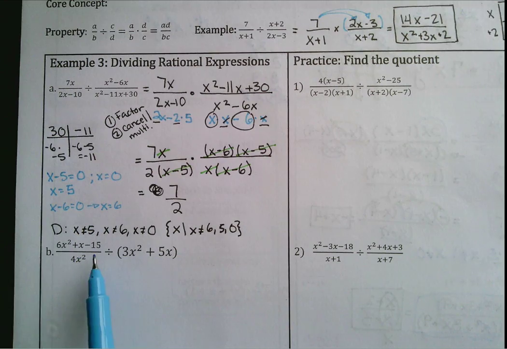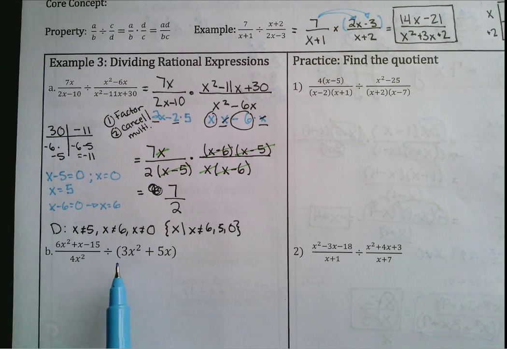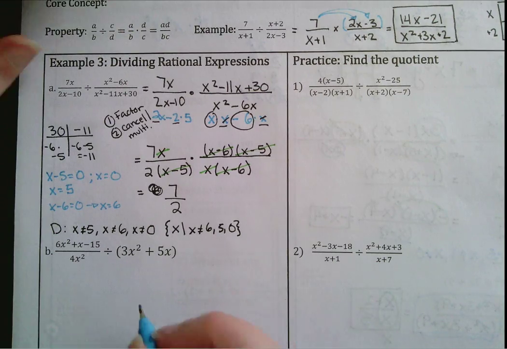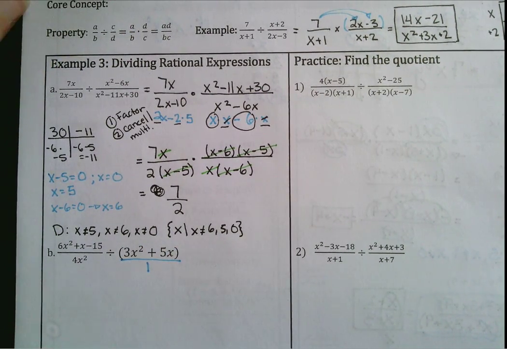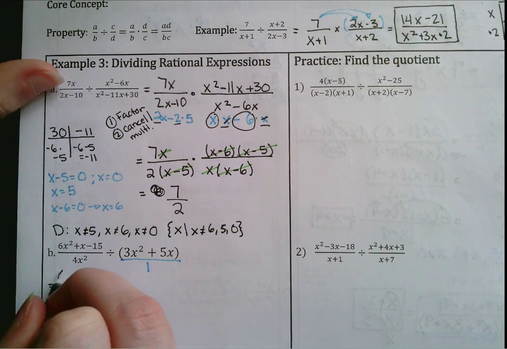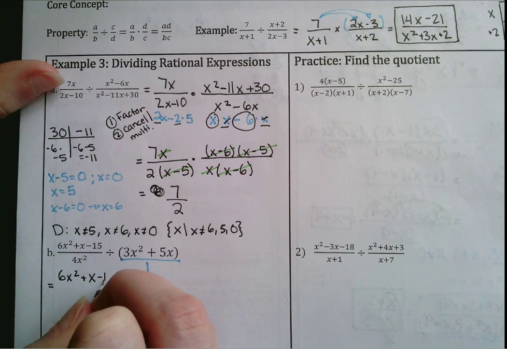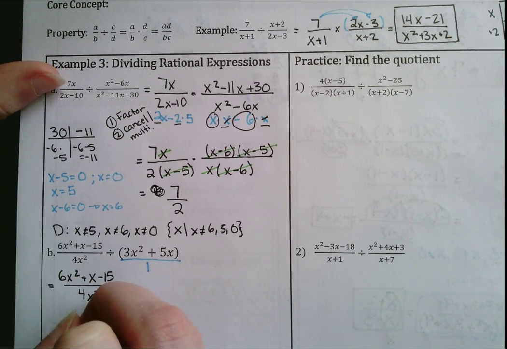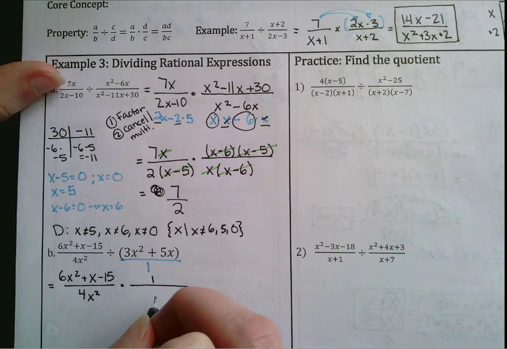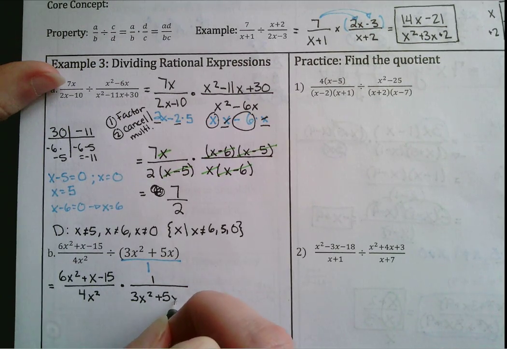So what I need to do next is factor. We're going back to our multiplication rules. Okay, we did our reciprocal. Now we go back and say, first step, we're factoring. Second step is going to be to cancel and multiply.